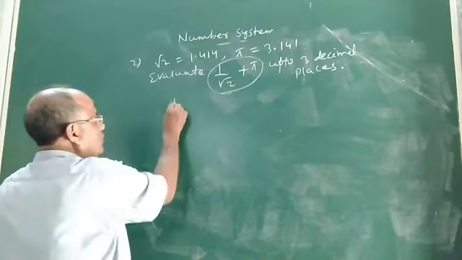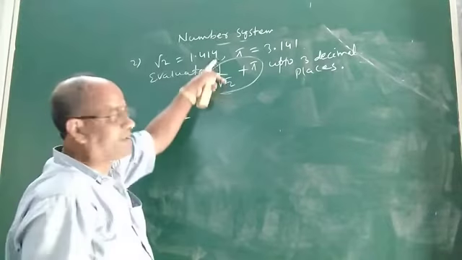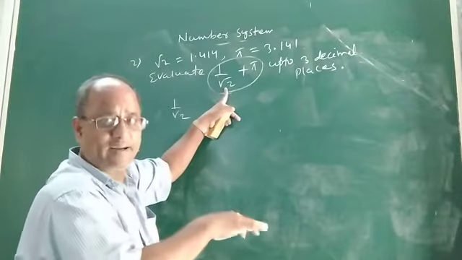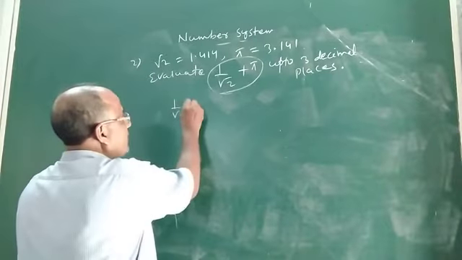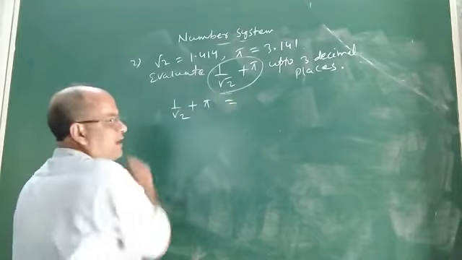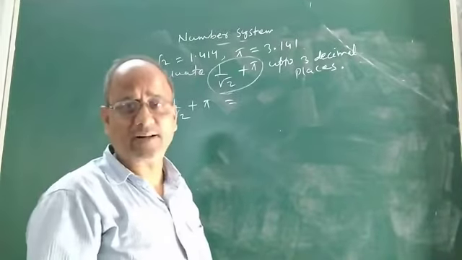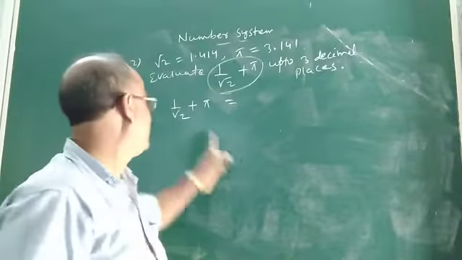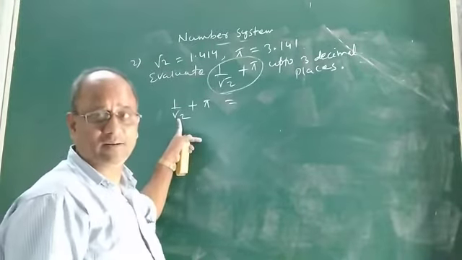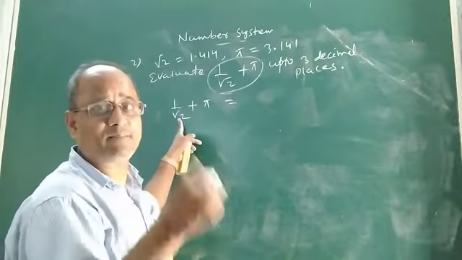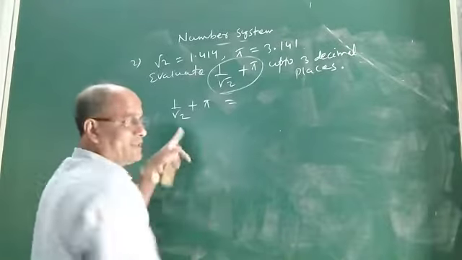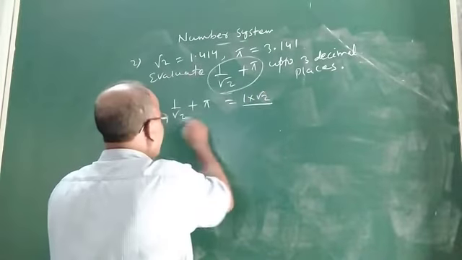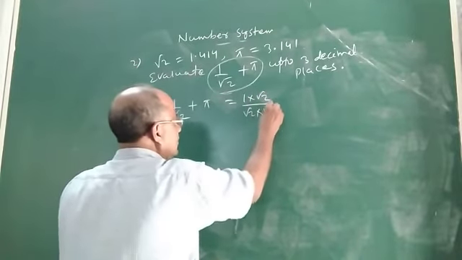In order to do this type of question, what we will do? Look at here, 1 by root 2. This is an irrational number. Look at the denominator. The denominator is irrational. So make it rational first. So 1 by root 2 plus pi. You know how to rationalize the denominator. If the denominator is an irrational number, multiply the rationalizing factor. What is the rationalizing factor of root 2? It is root 2. So multiply root 2 to the numerator and multiply root 2 to the denominator.